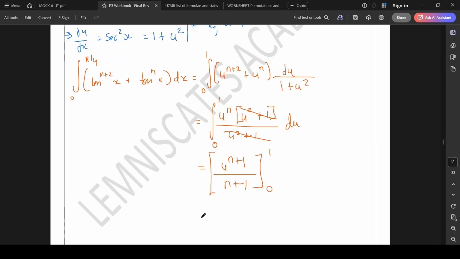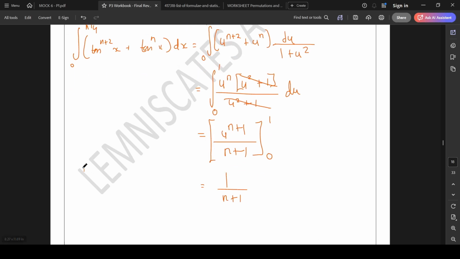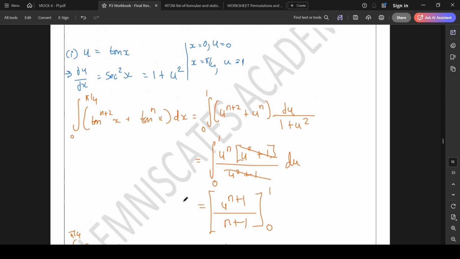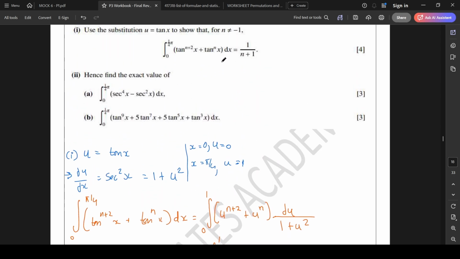If I put the limit of 1, it will become 1 to the power of anything, which is 1. So it will become 1 over n plus 1 minus 0. Of course, that will become 0. And that is how we have proven that the integration from 0 to pi by 4 of tan to the power of n plus 2 x plus tan x to the power of n dx is equal to 1 over n plus 1, as we wanted to prove.